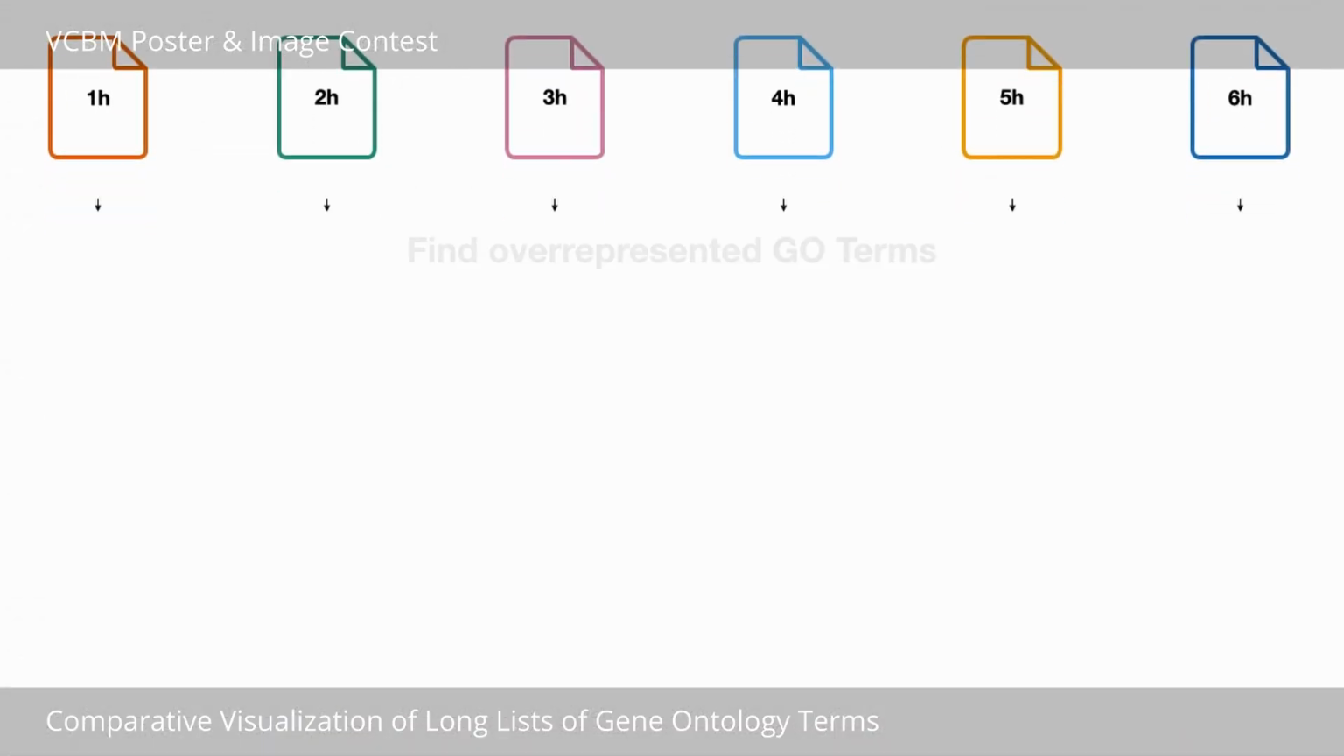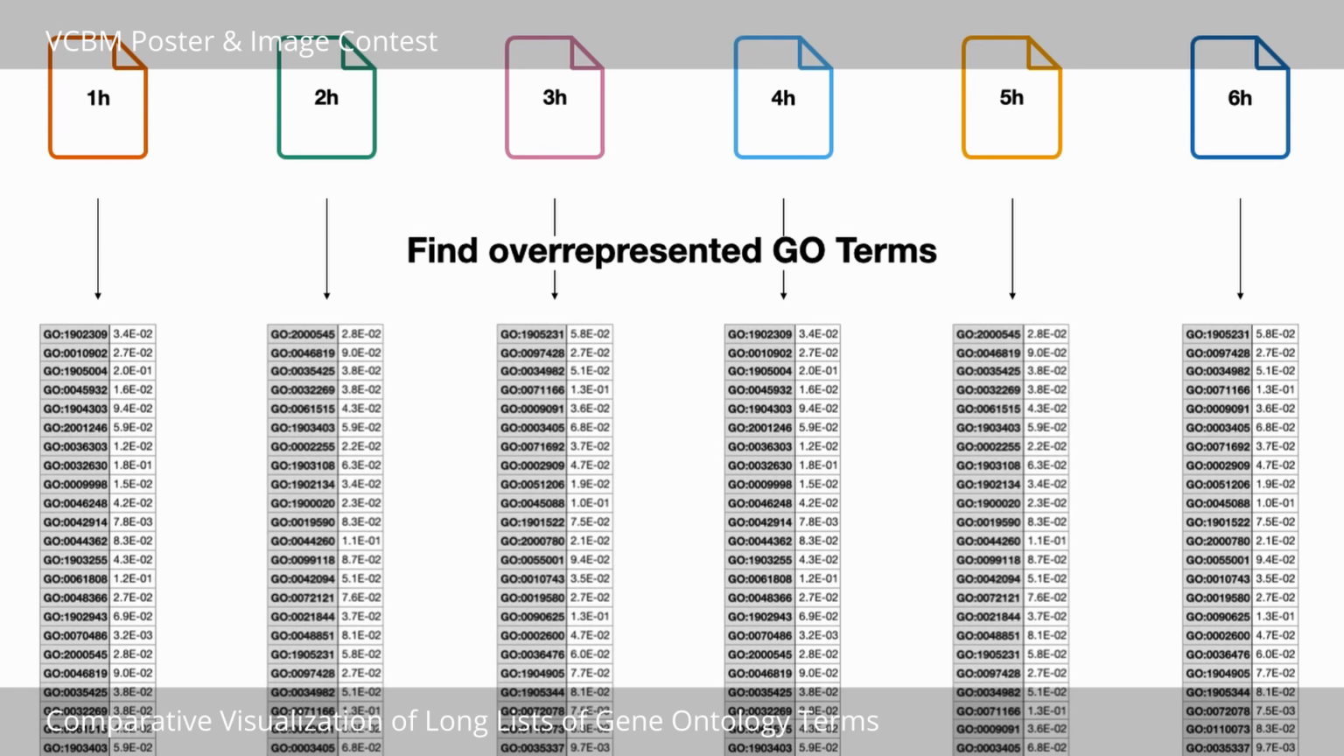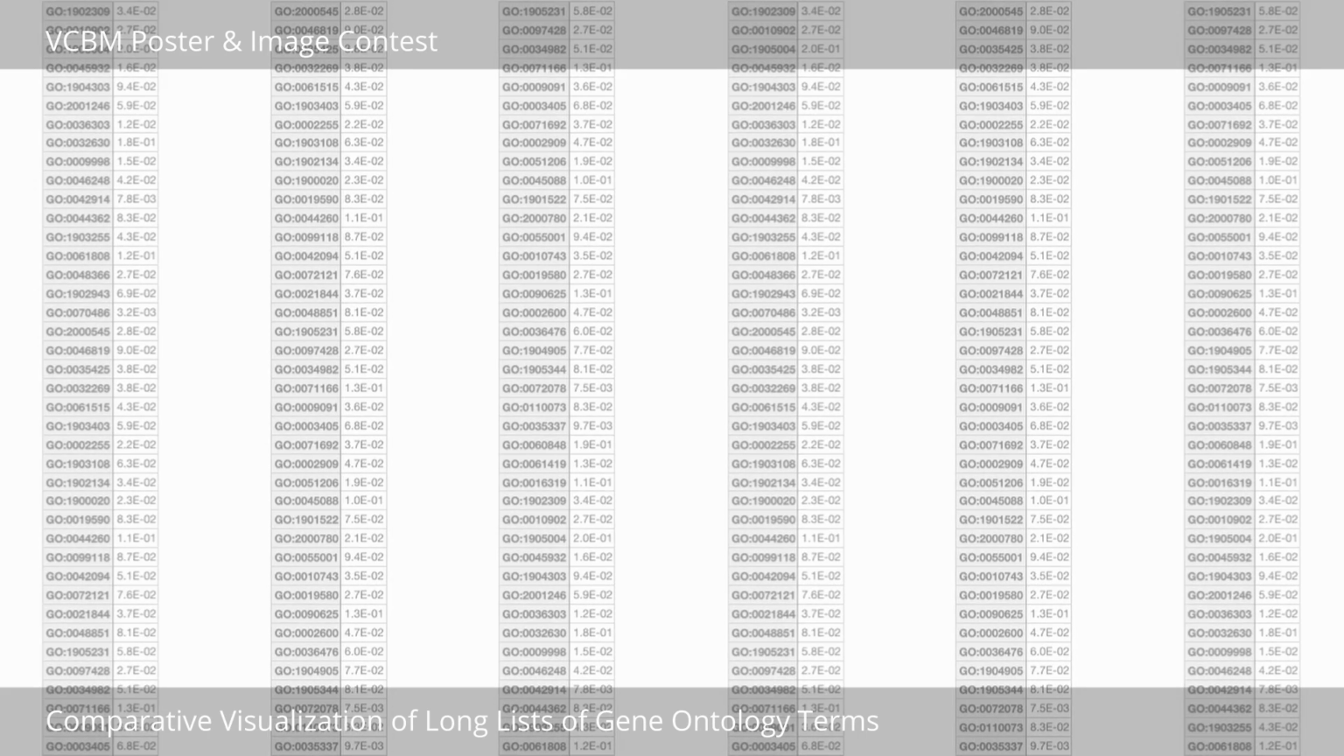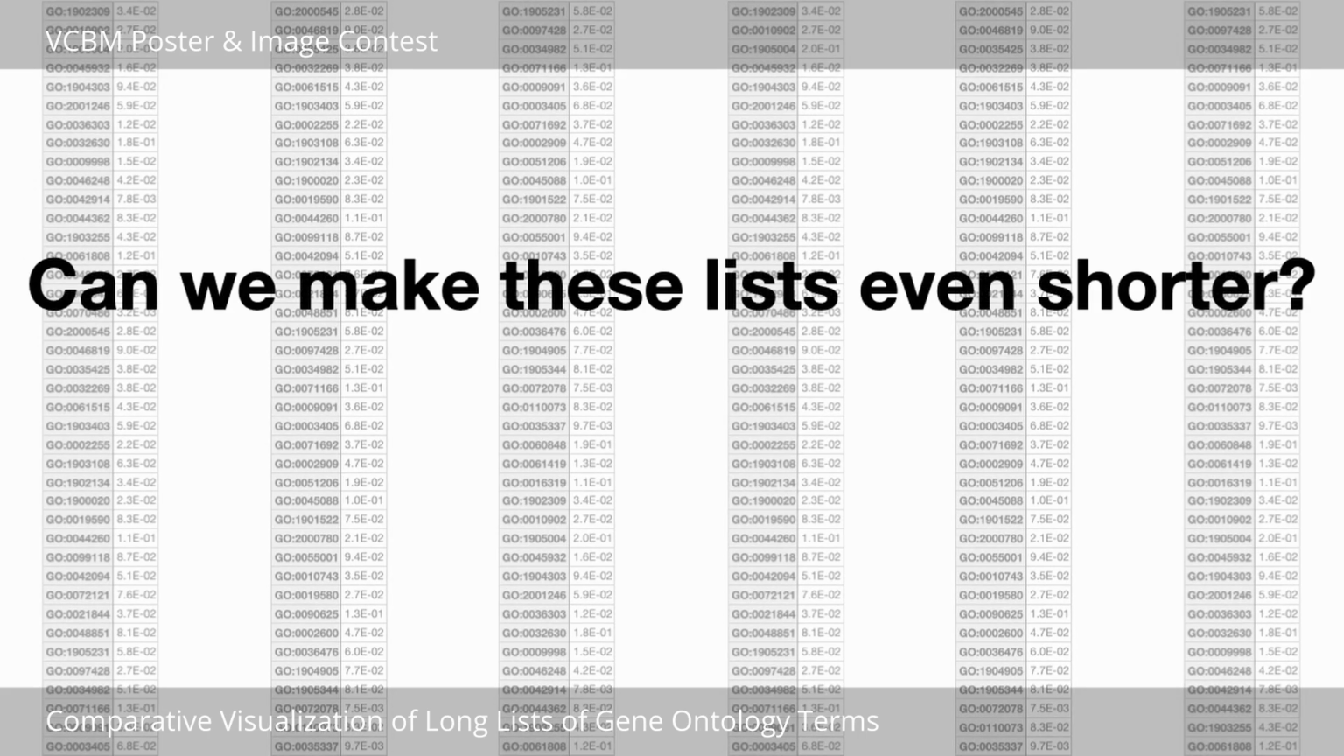For each of our lists, we look for terms that are significantly overrepresented in comparison to the background, resulting in lists of GO terms with associated p-values. These lists are still quite long. Can we make them even shorter? Can we compare them visually?